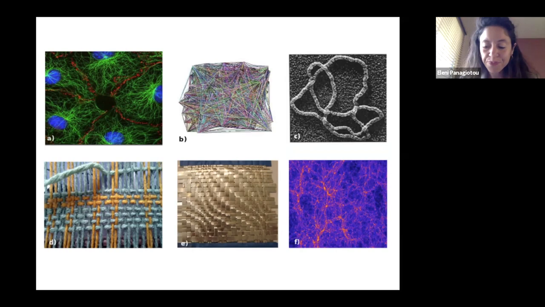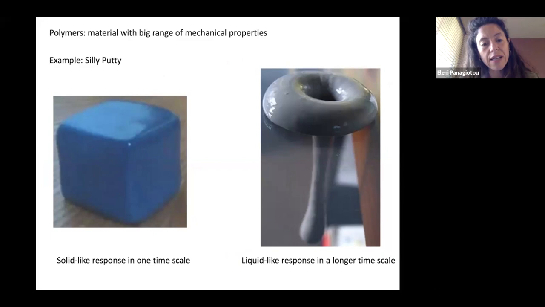I will focus on the case of polymer melts and solutions. And these are systems of many chains of filaments. So the situation of biopolymers where we have only one filament is a little bit different, but there too we have systems of many filaments. I will focus on the viscoelastic properties of polymers. So the idea there is that polymers like silly putty, for example, can behave like solids for short time scales or liquids in longer time scales.